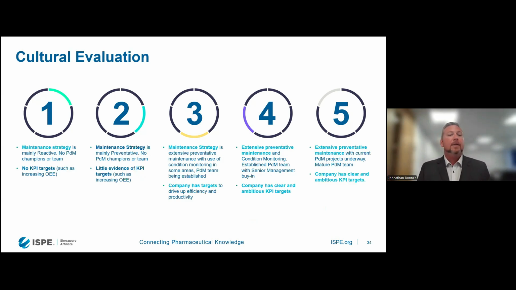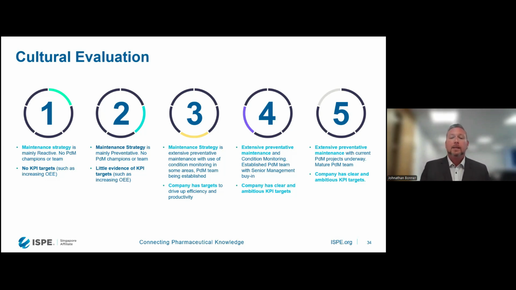Then there's the cultural evaluation. So again, 1 to 5, 1 being the maintenance strategy is mainly reactive. You'll have some planned work done. There's no PDM in place, or not even traditional condition monitoring in place, and no real KPIs or targets to increase capacity. And this is more in line with a mom and pop operation, let's say. Your ranking of 3 is your maintenance strategy will be extensively preventative with the use of condition monitoring and potentially even a PDM team being established.